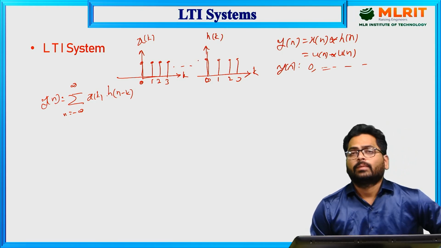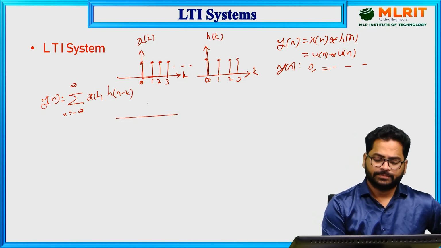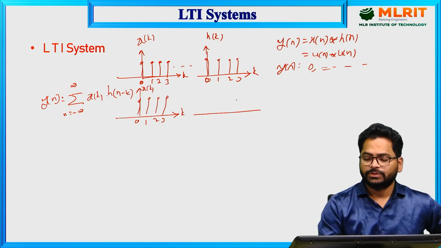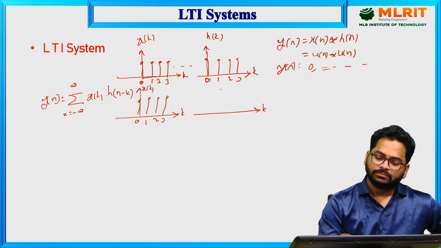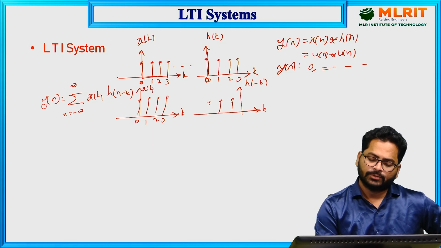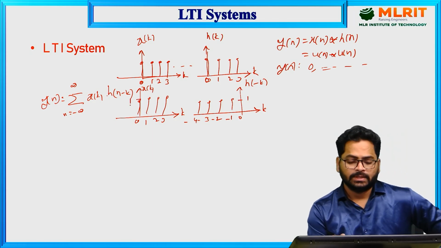Next one, flipping. I always prefer flipping h of k. Now I am flipping the signal. So x of k is written as it is, there is no change, 0, 1, 2, 3. But this time I am flipping the signal, that is h of minus k. H of minus k means the same, but the axis is changed, 0, 1, 2, 3, 4, minus, minus, minus, minus. The amplitude is the same, 1 only. Here it is also 1. Now this is the signal which we have.